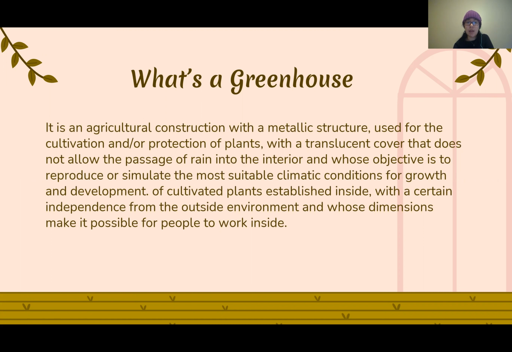It must have a cover that allows the passage of the sunlight but not the rain into the interior, because it has the objective of reproducing or simulating the environment that is best for the plants to grow. It also must have a certain independence from the outside environment, which means it doesn't have to depend all of the time on the sunlight or the quantity of water that falls, because you can let rain pass. This means you need its own heating system, its own watering system, and its own ventilation system inside the greenhouse to reproduce as well as possible the climate conditions that are best for the plants.